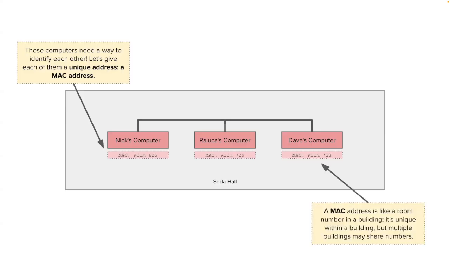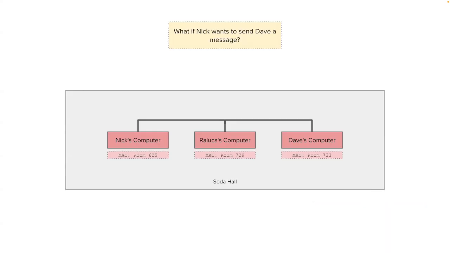Yeah. So this is basically what I just mentioned: it's unique within a building, but different buildings may share the same room number. Let's say maybe in Corey, there's also a room called 625. Okay, now what if Nick wants to send a message to Dave?